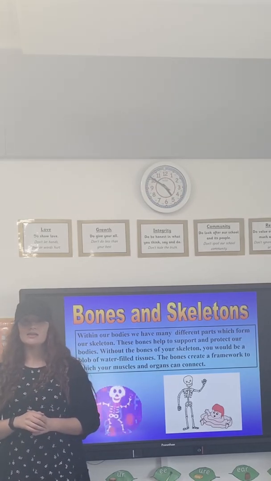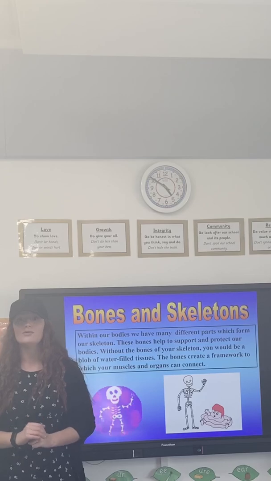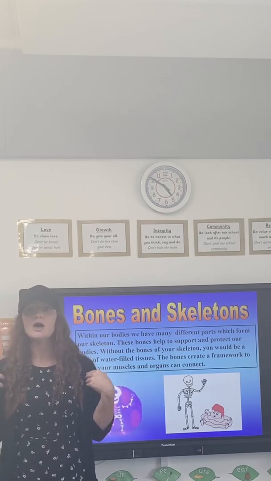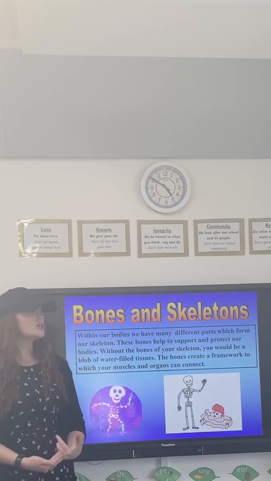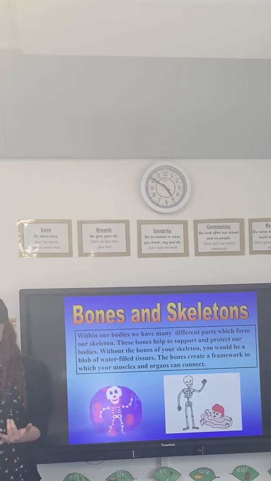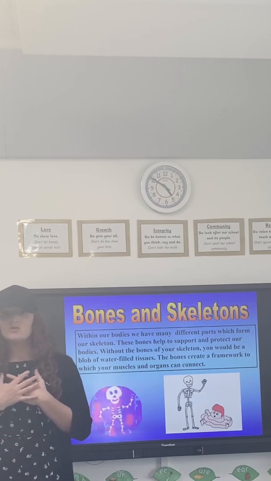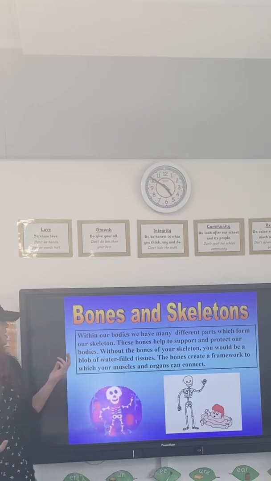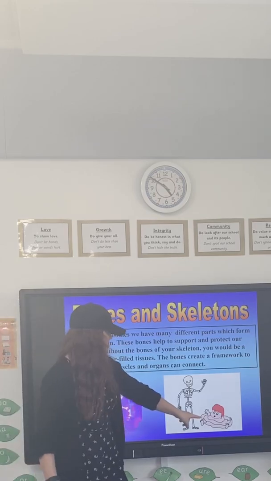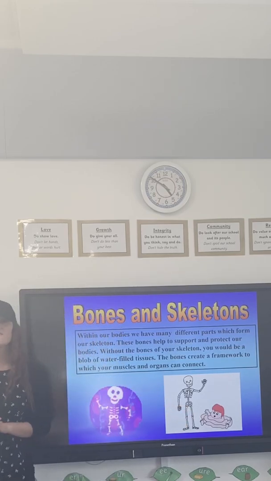Today we are going to be learning the names of the bones of our skeleton and what their functions are. So what each of those bones do to help protect and support us. So we know that we have lots of bones that help to protect our essential organs and support our muscles and our tendons. Without the bones of the skeleton, we'd look like this person here. We'd be a blob of water-filled tissue.